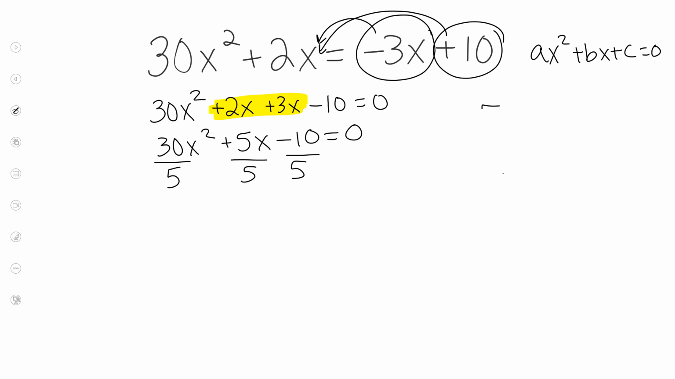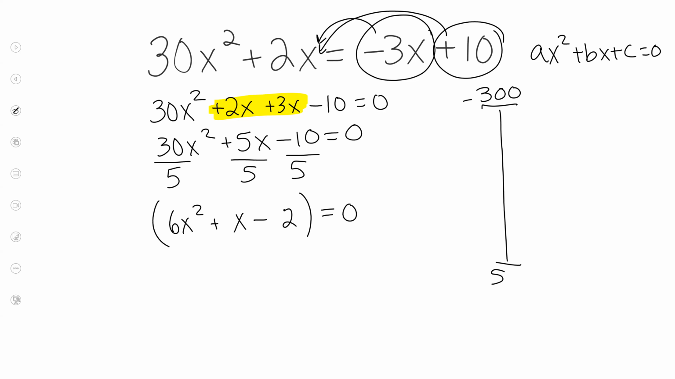Because if we don't, a times c is 300. That's really big. That'll be difficult to factor, okay? So we want to simplify it first. That is always the first step. 30 divided by 5 is 6. 5 divided by 5 is just 1, so that'll just be x. 10 divided by 5 is 2. So this is simplified. Remember, since I divided by 5 in the beginning, 5 will go on the outside.